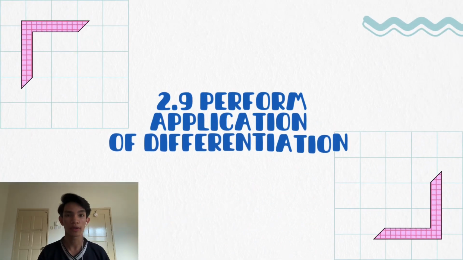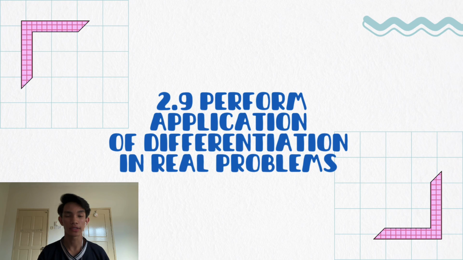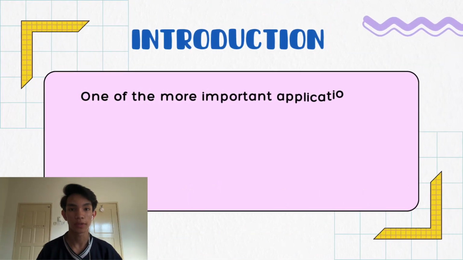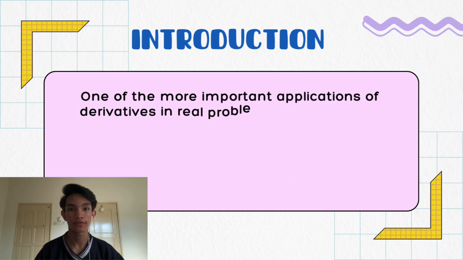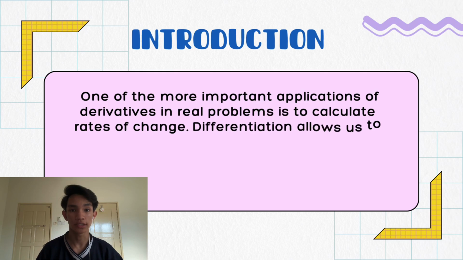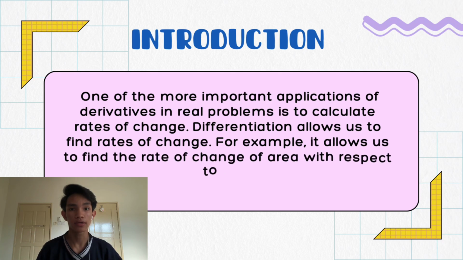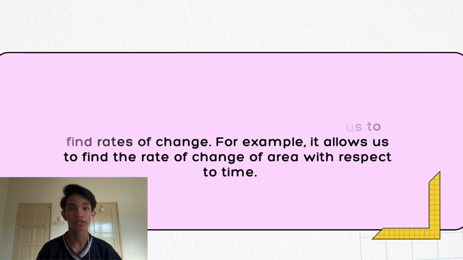2.9. Perform application of differentiation in real problems. Introduction. One of the more important applications of derivative in real problems is to calculate rate of change. Differentiation allows us to find rate of change. For example, it allows us to find the rate of change of area with respect to time.